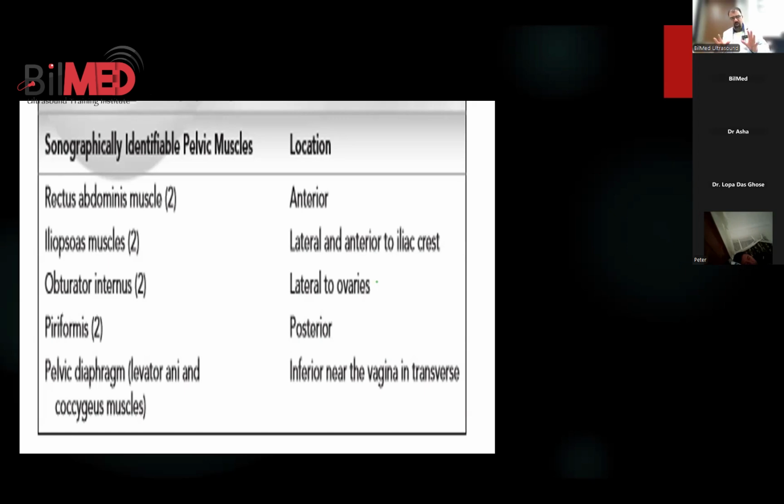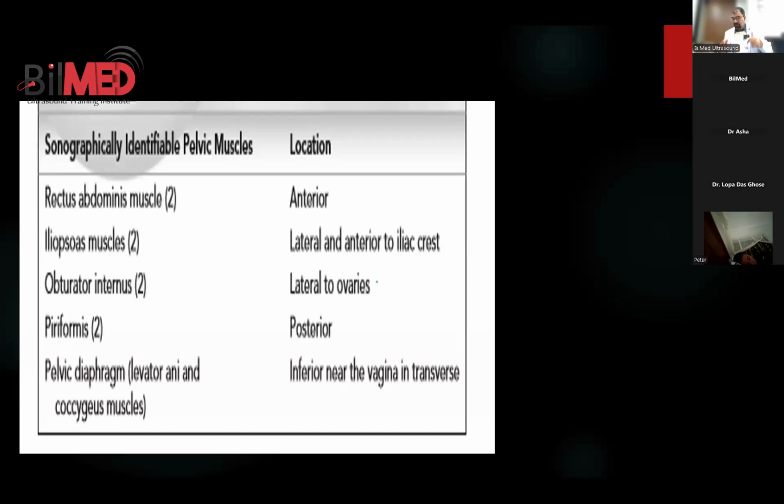What is the relationship of the ovary with these muscles? Now try to understand. The ovary does not have any fixed location. So how can I say which muscle you will see with ovary? But most of the times, it is the obturator internus muscle which will be lateral to ovary. It is written over here. So it is the obturator internus which will be seen lateral to ovary.